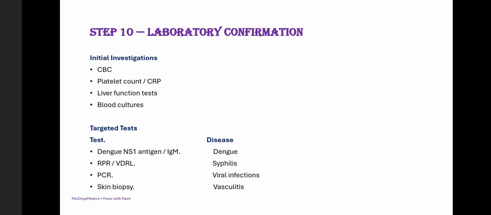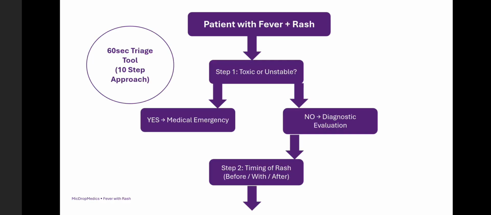Now step 10 is the ultimate lab verdict, where you finally bring in all the evidence. Start with the basics like CBC, CRP and blood cultures, then move to the targeted tests. If you suspect dengue, order NS1 antigen. If you suspect the great imitator, run an RPR or VDRL. If the clinical picture is still a mystery and the patient is stable, a skin biopsy is the gold standard to rule out vasculitis.